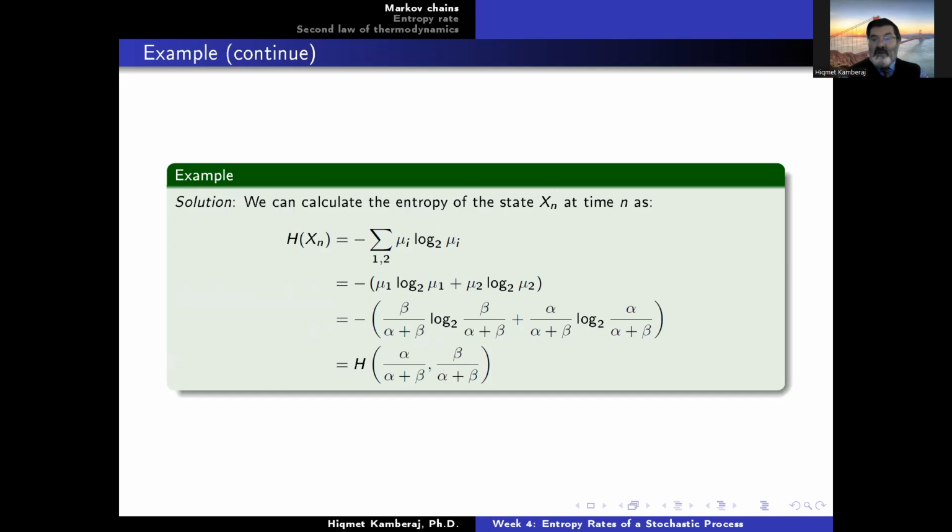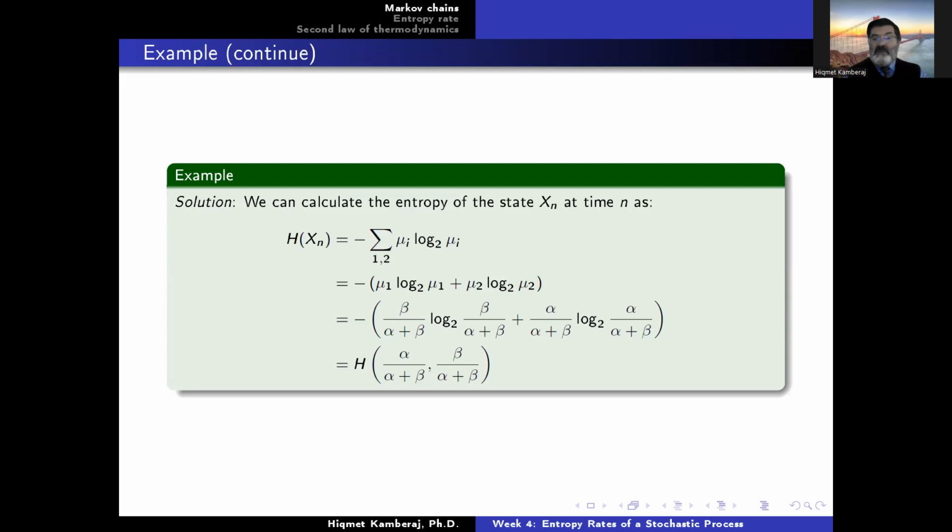We can furthermore calculate the so-called Shannon entropy of the state Xn at time n. For this, we use this equation: H of Xn is equal to minus the sum over states 1 and 2 of mu i log with base 2 of mu i, where the states have probabilities mu1 and mu2. Then this sum reduces to minus mu1 log with base 2 of mu1 plus mu2 log with base 2 of mu2.